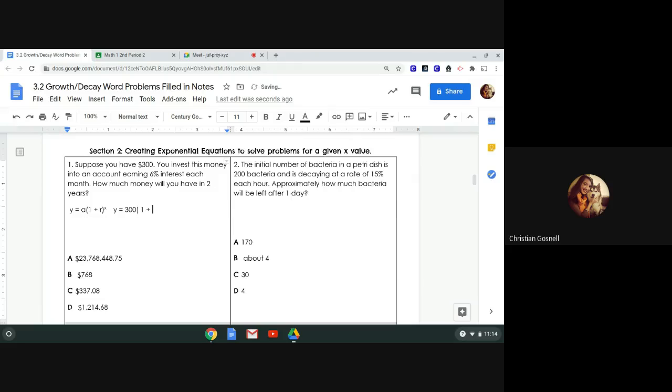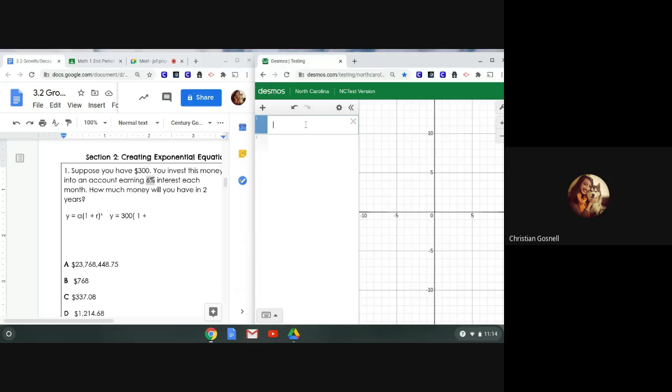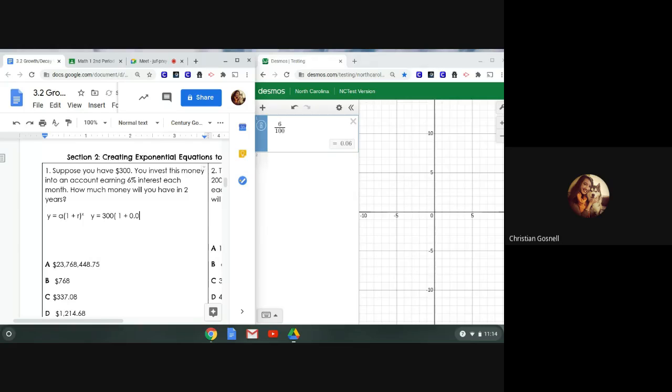1 plus my rate, or my R, is 6%, but we need to change that to a decimal. If you're using decimals and you want to change a percent to a decimal, all you do is take that number and divide by 100. So that R value is 0.06. And then to the power of X, where X is time.